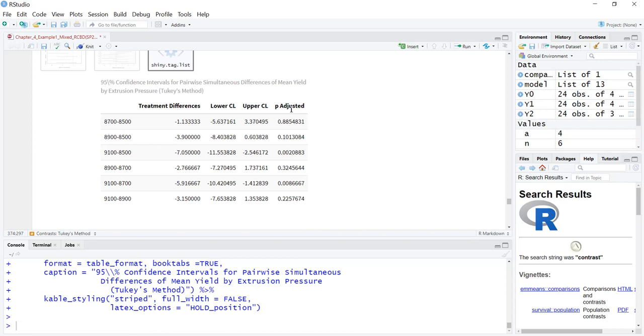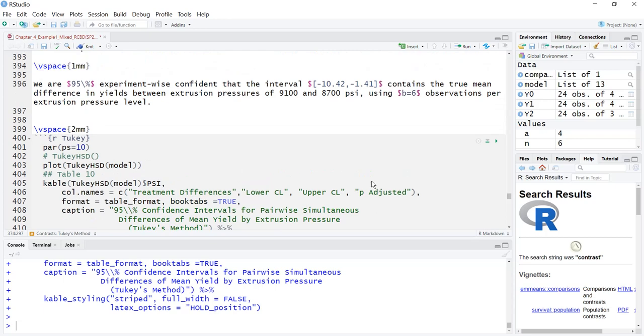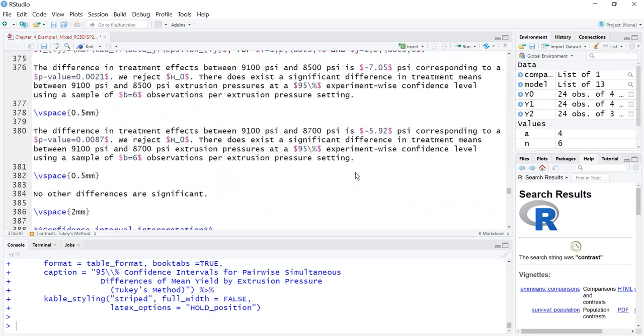Look at the p-values, and if you see anything below 0.05 or close to it, and we see these two. So with Tukey, we have 2 differences. This is 9100 and 8500. 9100 and 8700 are significant with Tukey's method. So a little less conservative, and I've written this up.